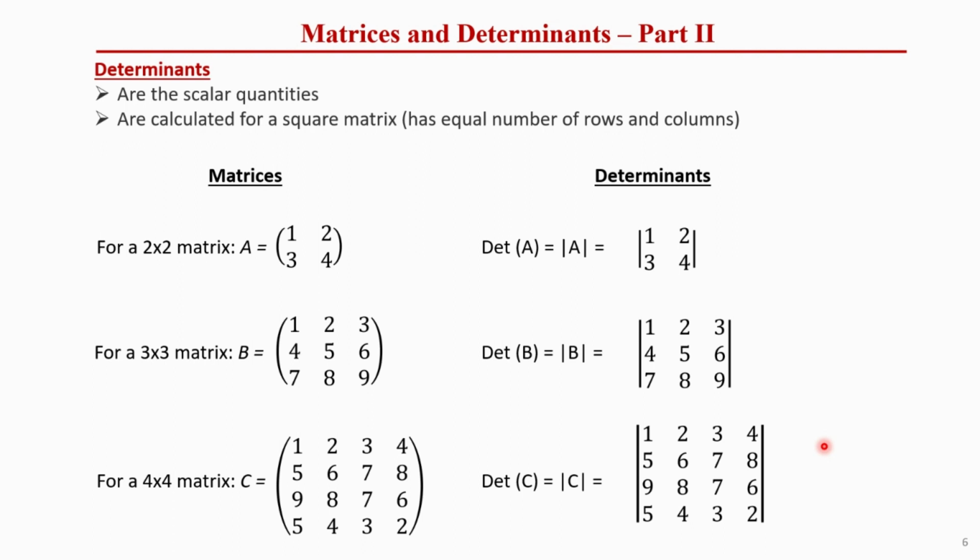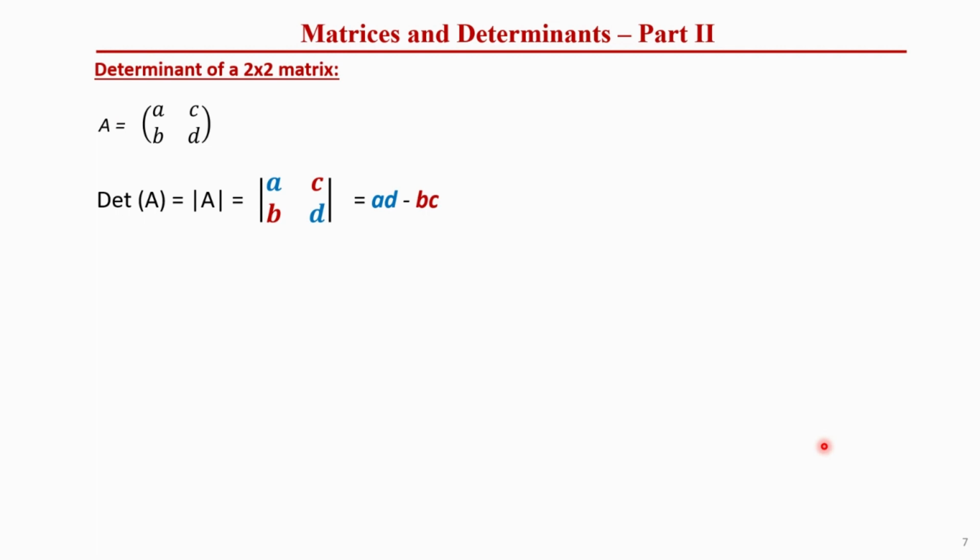Okay, now how do we calculate a determinant for a 2 by 2 matrix? So here we have a 2 by 2 matrix A with elements a, b, c, and d. To calculate the determinant of the 2 by 2 matrix A, we can cross multiply the elements starting from the top left and then subtract the products as shown. Alright, so let's do some examples.